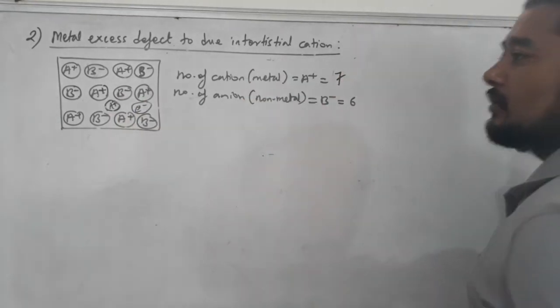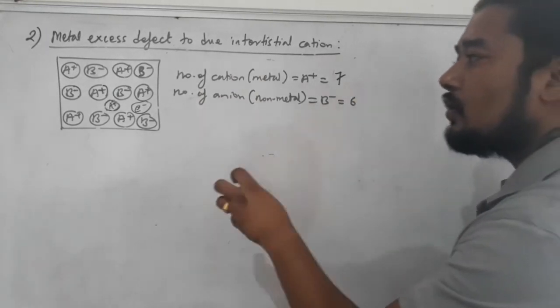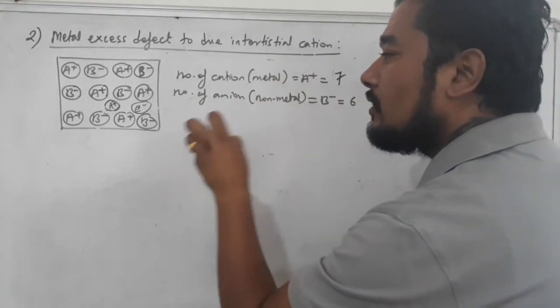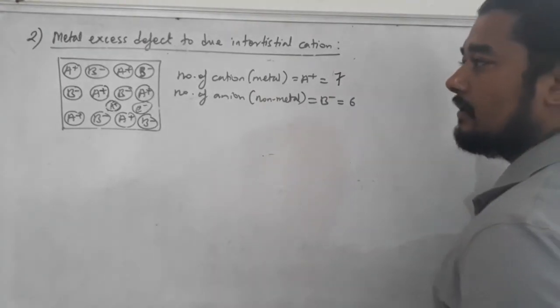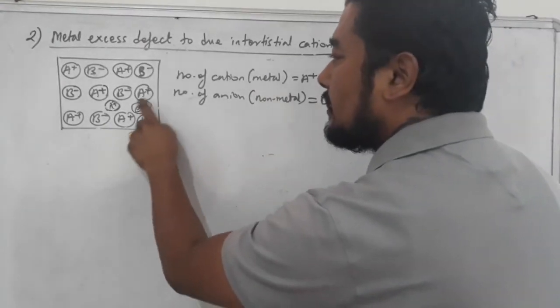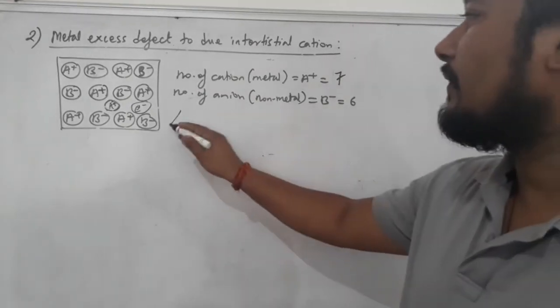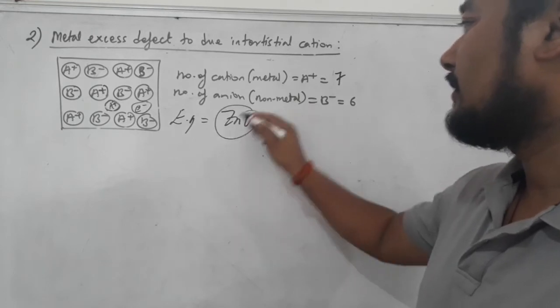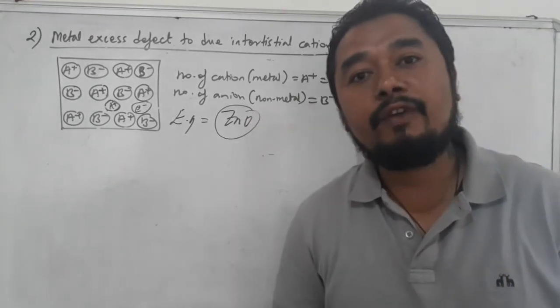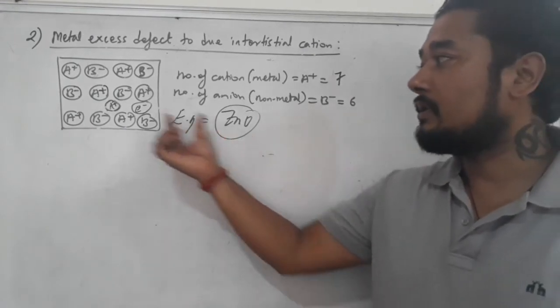In such defect, the total charge is counterbalanced by the electron present in the interstitial site. Okay, students? And do remember, such defect can be seen in a compound called zinc oxide. So where do we find metal excess defect due to interstitial cation? Inside zinc oxide. Zinc oxide shows this.